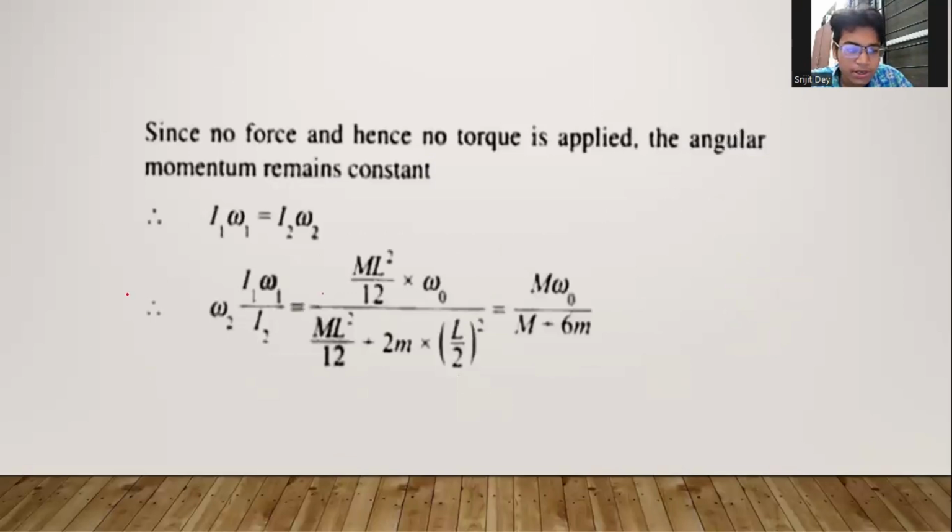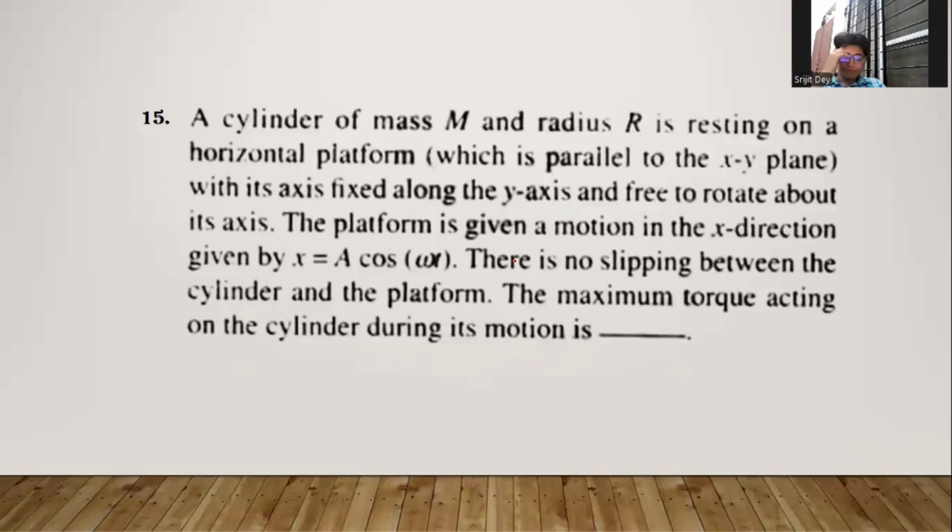Therefore, simply I is ml square by 12 for a rod, since it is about the midpoint. It is ml square by 3 with L being half, thus you will get ml square by 12. Over there, if you take the ratio, then you will find omega 2 to be this. This is a very simple question. This is another simple question.